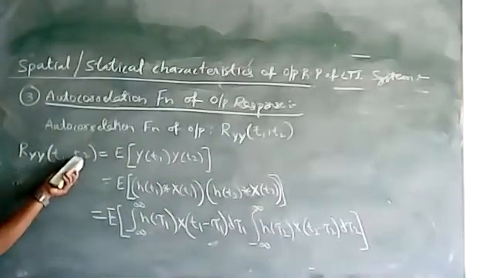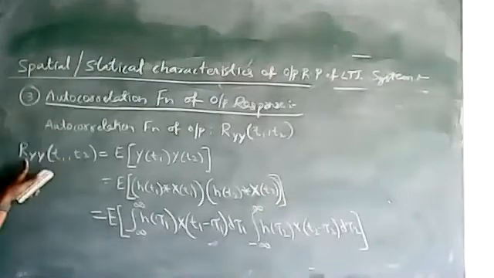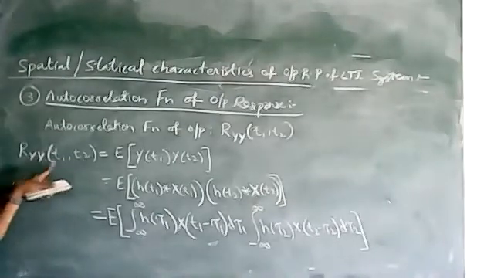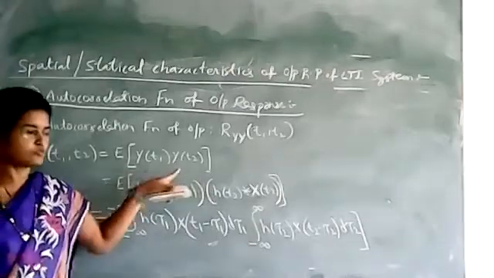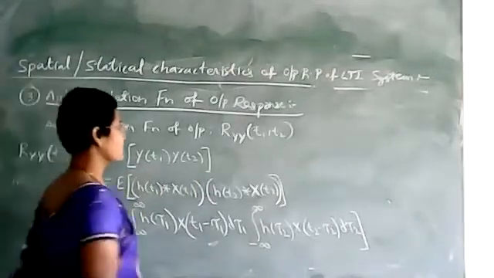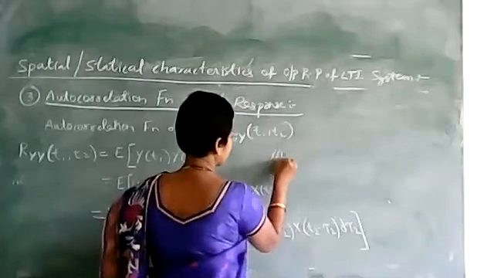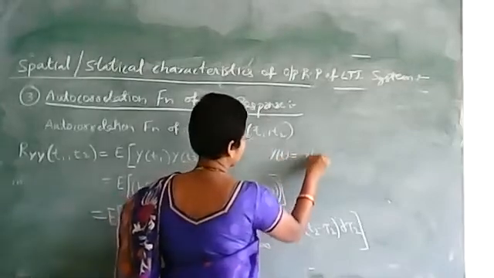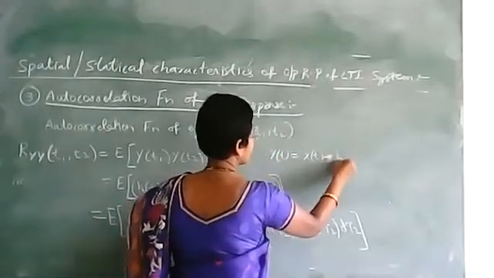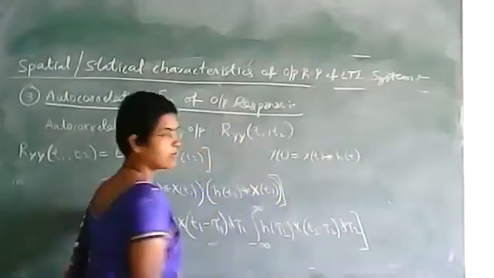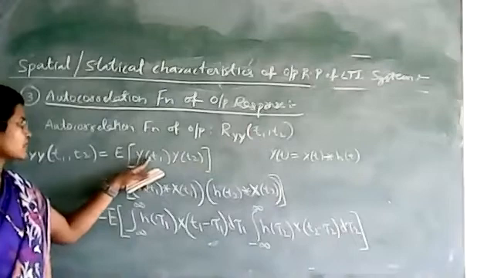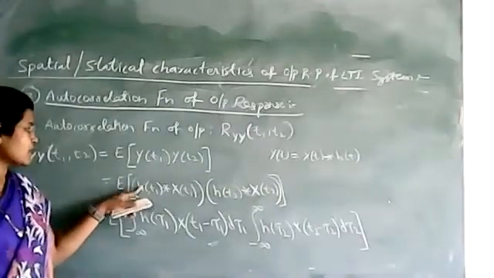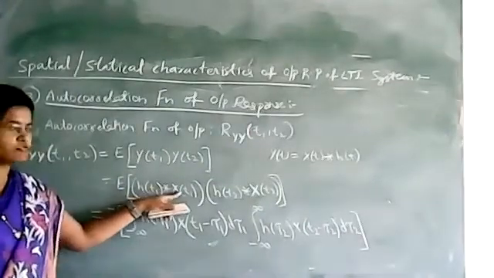What is the formula? It is the expected value of y of t1 into y of t2. So we know what y of t is. It is the output of the LTI system. Y of t is equal to x of t convolution h of t. So y of t1 will be replaced with h of t1 convolution x of t1.